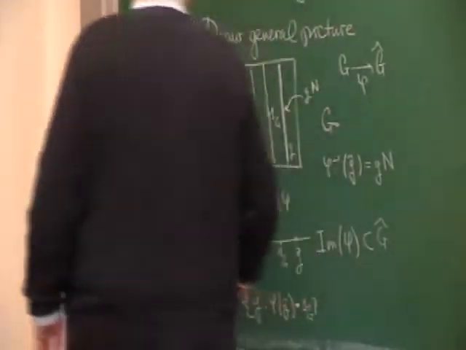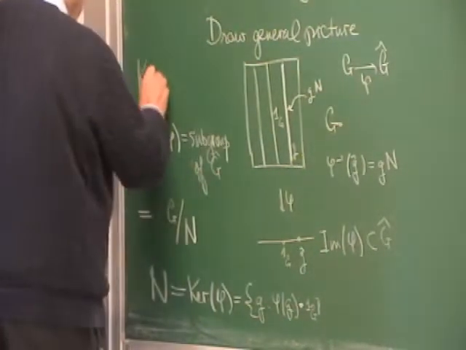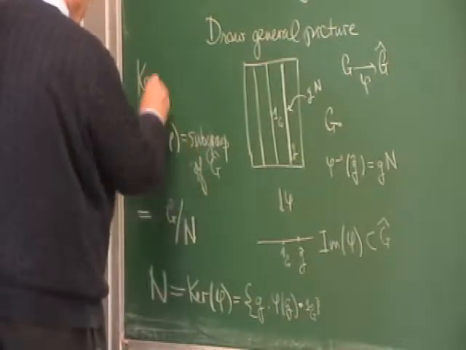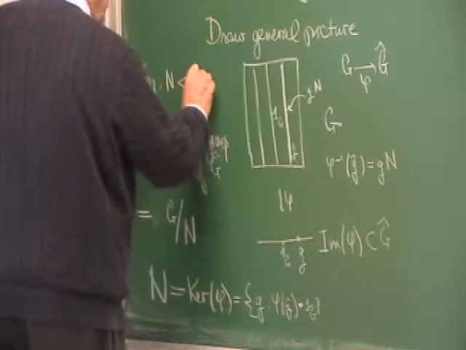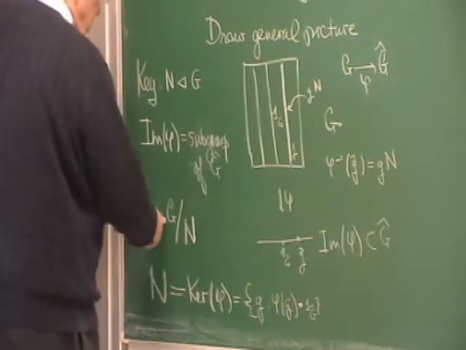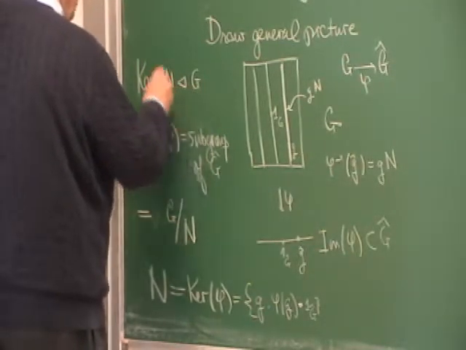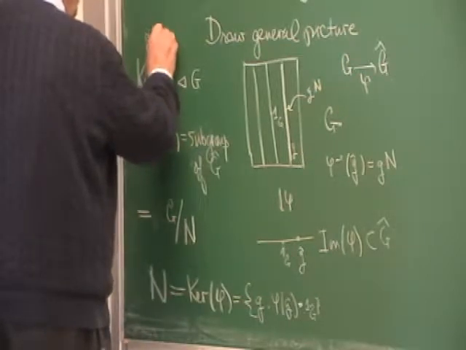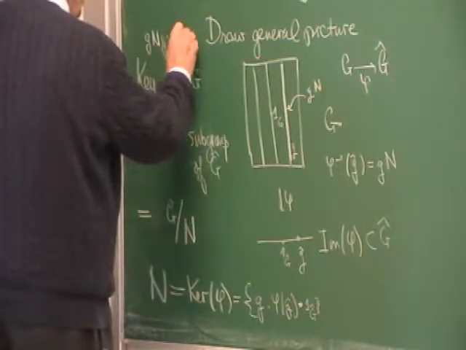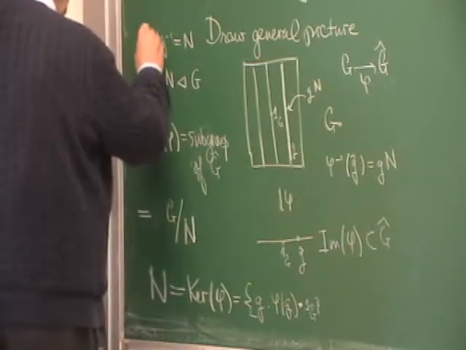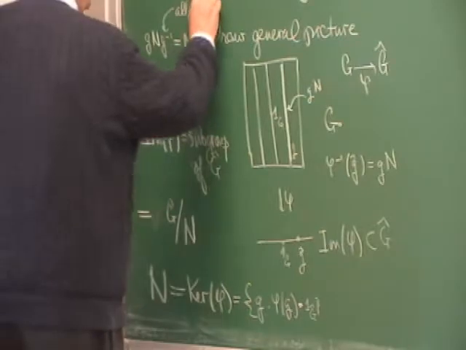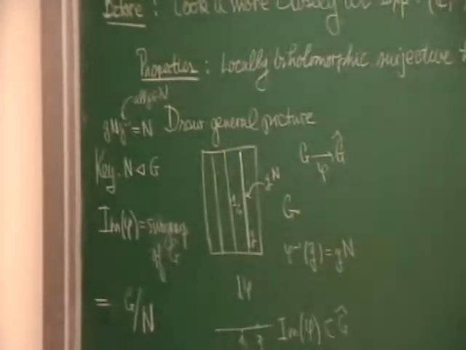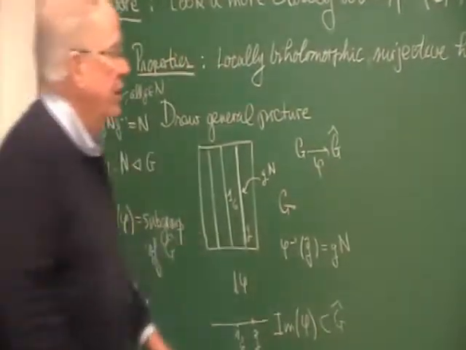Of course, the key that makes this really work is that this thing N is a normal subgroup of G. This thing is G modulo N. This is a normal subgroup of G. It means that when you conjugate it, you stay in it. And this should be true for all G. In our case here, conjugation doesn't change anything because the group is commutative.